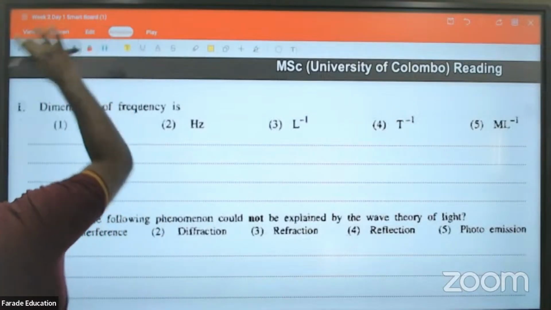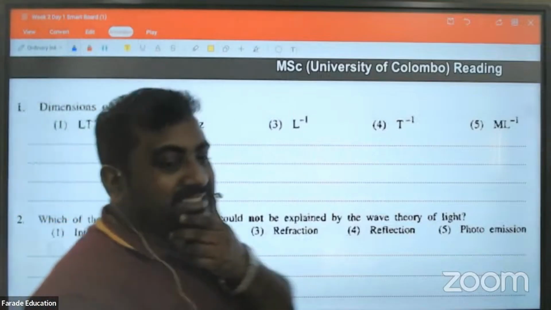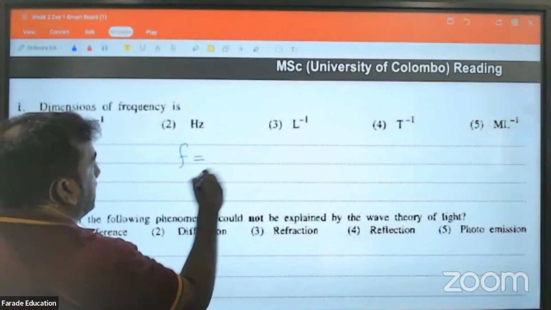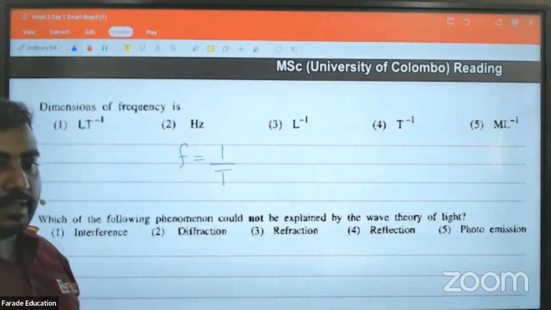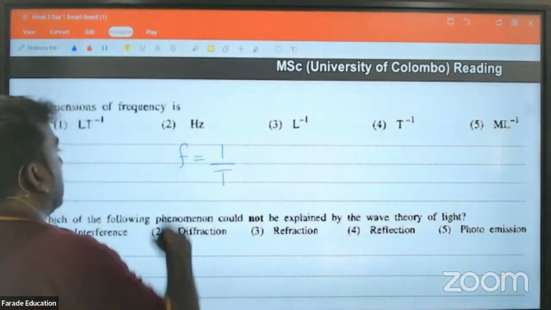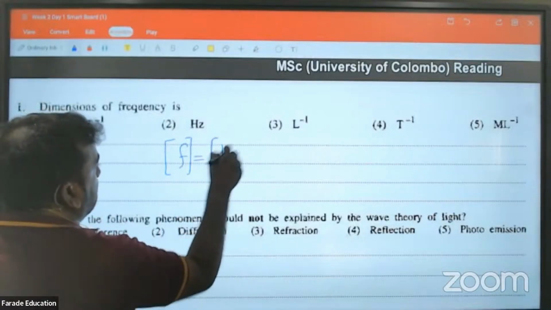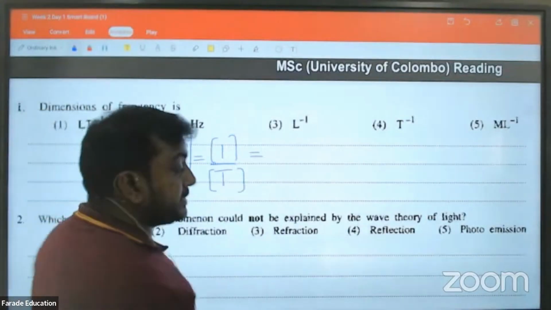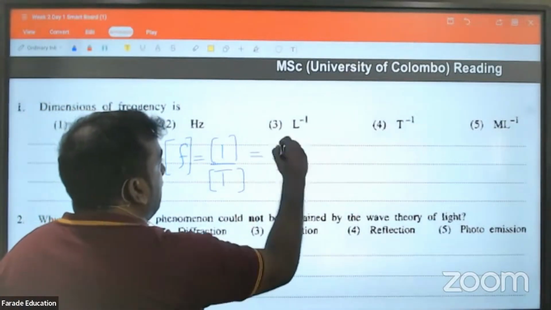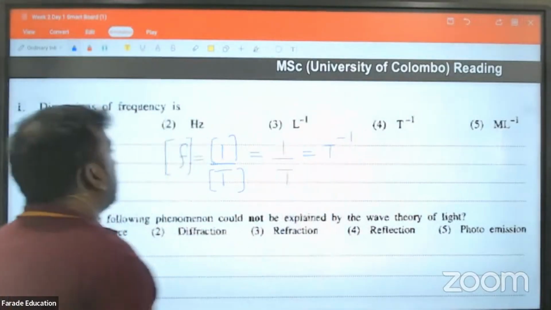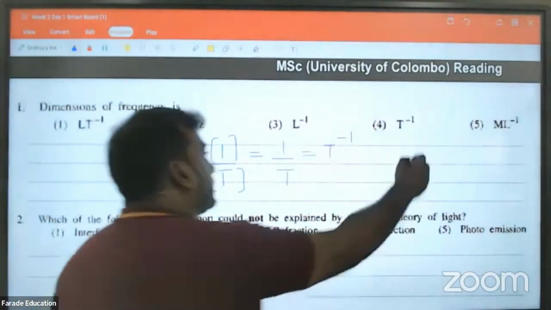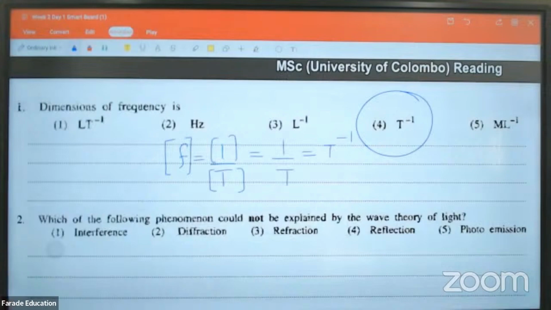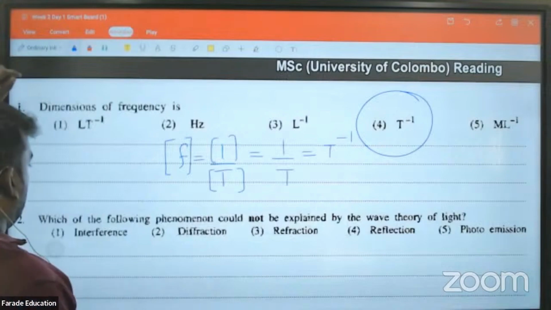Dimensions of frequency. Now, frequency is 1 over periodic time. So, dimensions of frequency: 1 is dimensionless, and T taken on top gives T to the power minus 1. Dimensions of frequency are very easy, one of the few things you do on the very first day in A levels. Answer number 4.